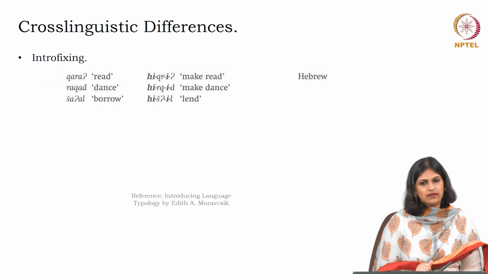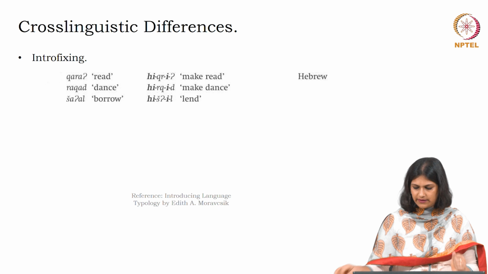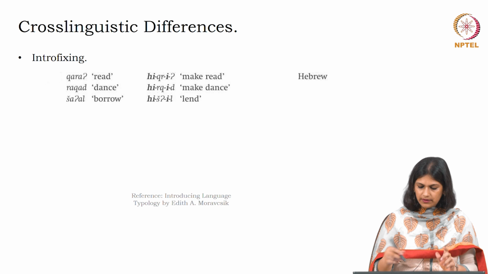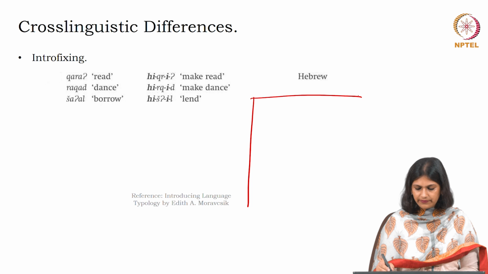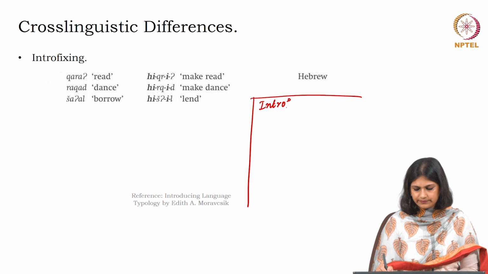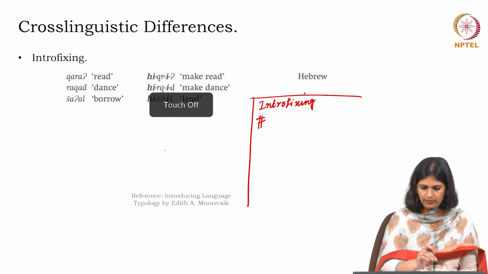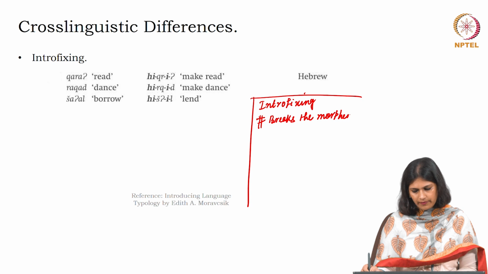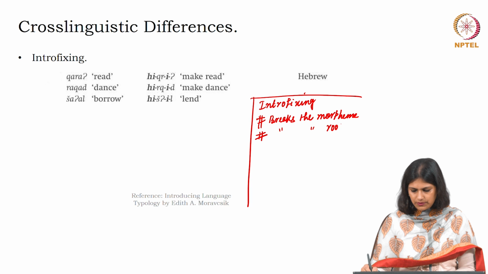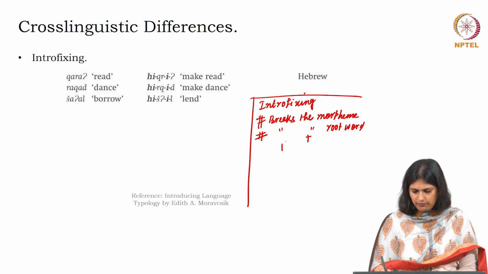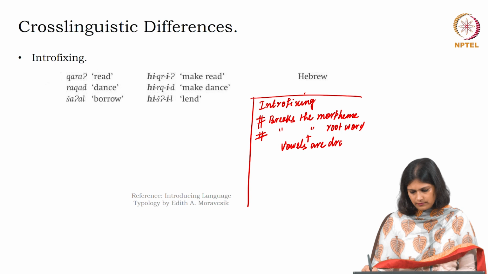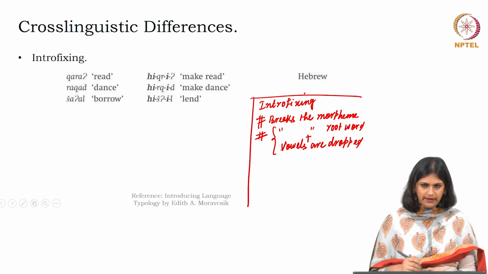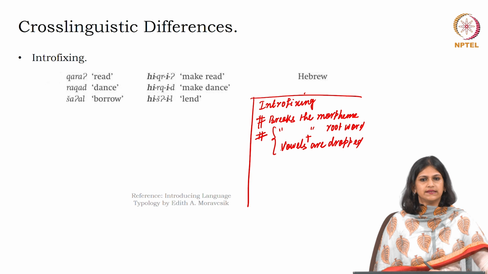So primarily, what happens in introfixing, now let's wind it up. I think I need to explain it a bit, otherwise it will be difficult for you. Introfixing breaks the morpheme, as well as the root word, plus the vowel is dropped. Two things are happening here in the case of introfixing, right? And Hebrew is the right example for that. So follow these rules and look at the data that we have.